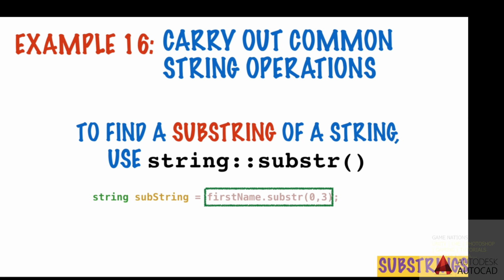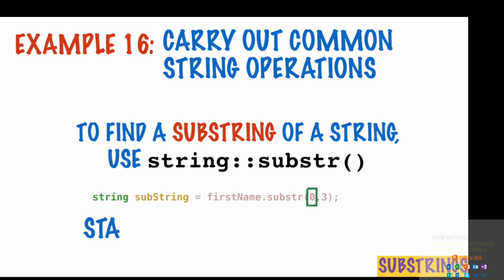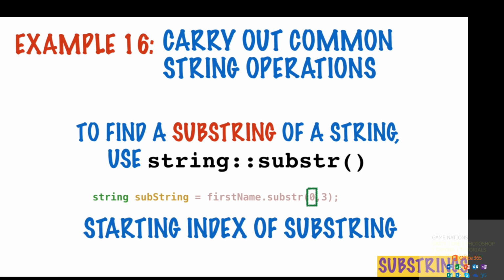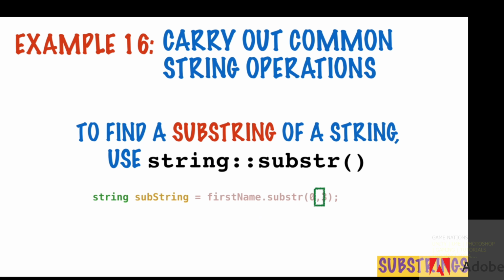This line of code enables us to find the substring of this string variable, which includes the first 3 characters starting from position 0. And those are exactly the 2 numbers that we've got to pass into the function. The first function parameter is the starting index of the substring, which here is 0. Remember that the indices of strings, like of arrays, start from 0.